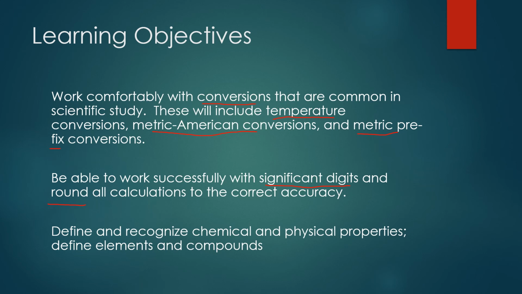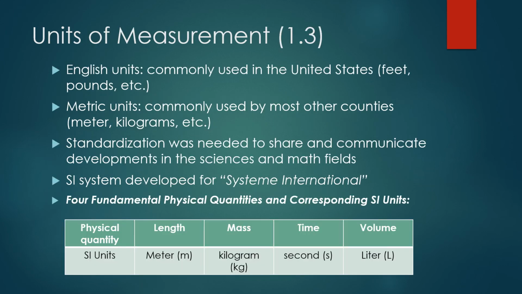Lastly, we want to be able to define and recognize the difference between chemical and physical properties. We're also going to look at the definition of elements and compounds as well. We're going to start by looking at some units of measurement. And if you're following along in your book, we're looking at Chapter 1, Section 3.